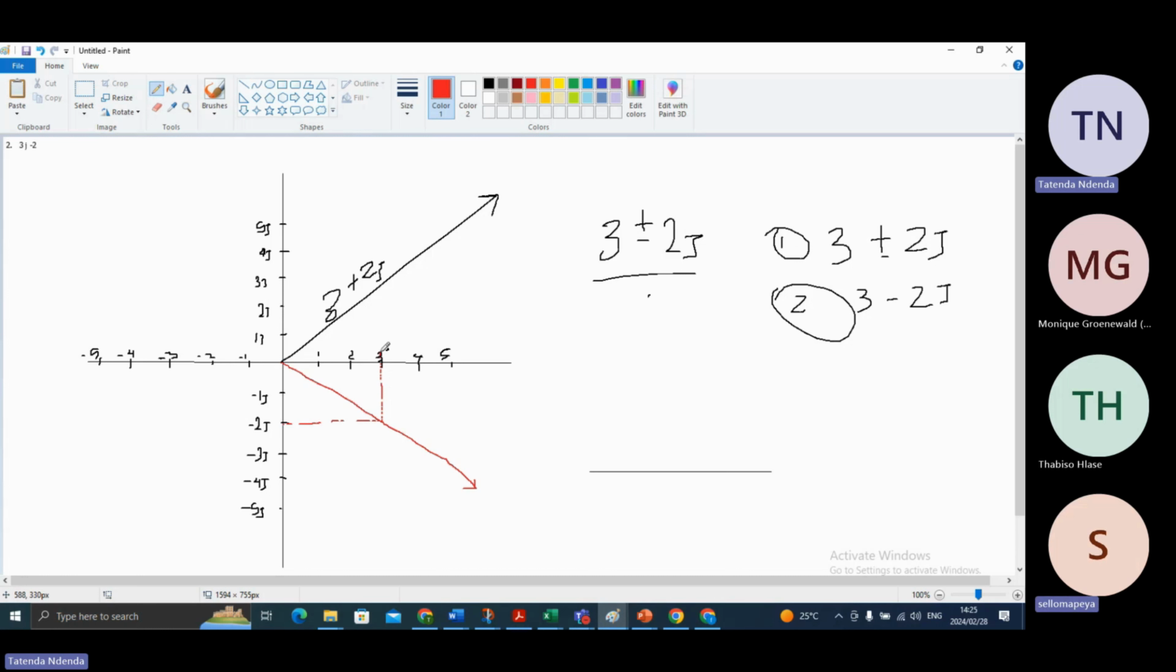The other one is 3 is positive, and also the 2 is positive. So this is going to be 3 minus 2j. But if this was minus, then it was going to come this side. Because it's positive, it has to come this side. You also have to check the signs: this one is positive and this one is negative. Okay.